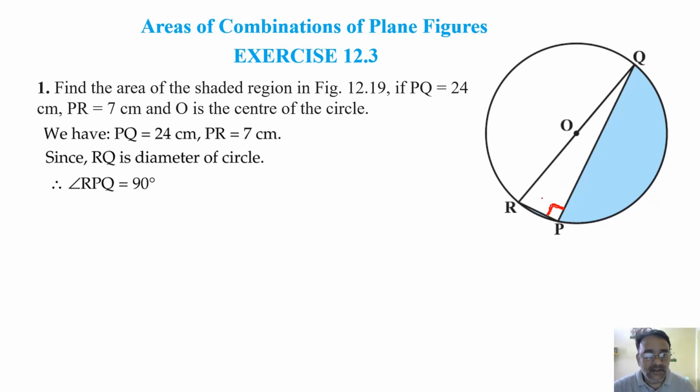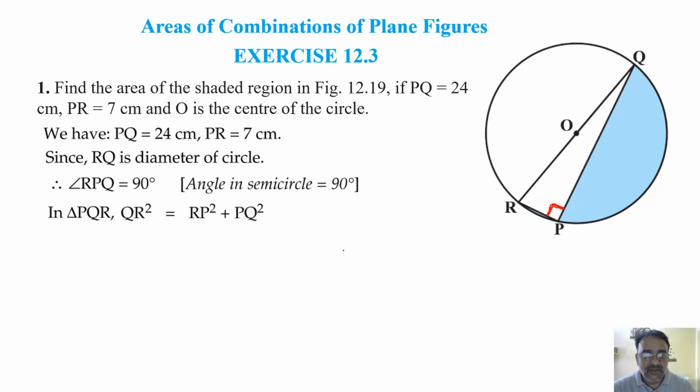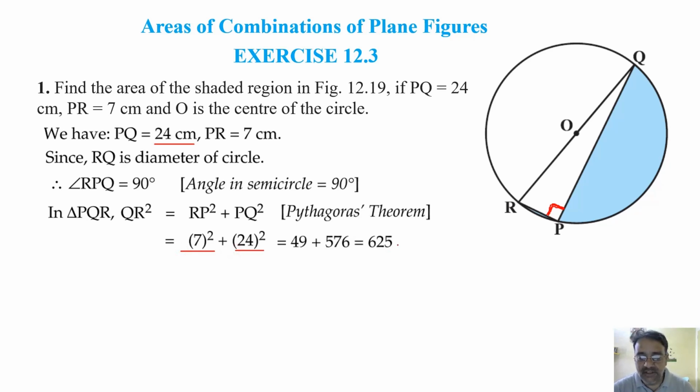Okay, so if we apply Pythagoras theorem, we'll get QR square is equal to RP square plus PQ square, right? So PQ और RP दिया हुआ है. RP is 7 centimeter, PQ is 24 centimeter. So 7 square plus 24 square, 49 plus 576. So we'll get 625. And what is the square root of 625? 25. Very good. So QR हम लोग को यहाँ पे मिल गया.